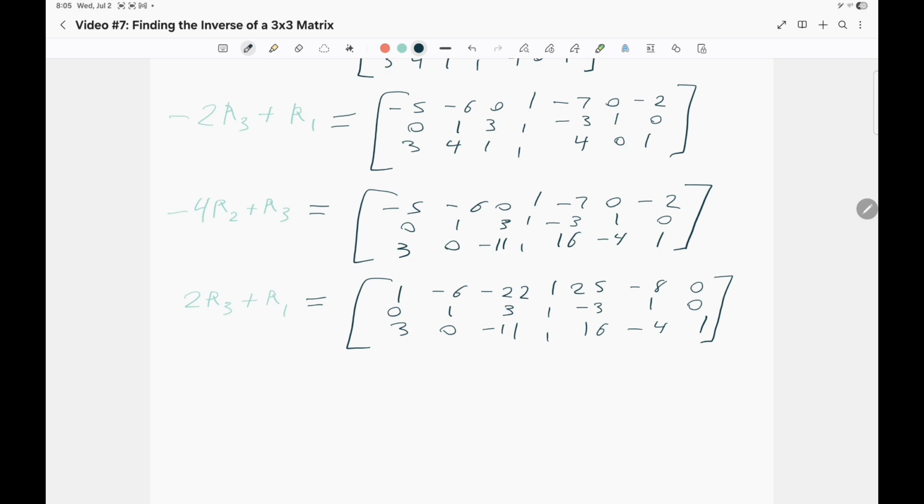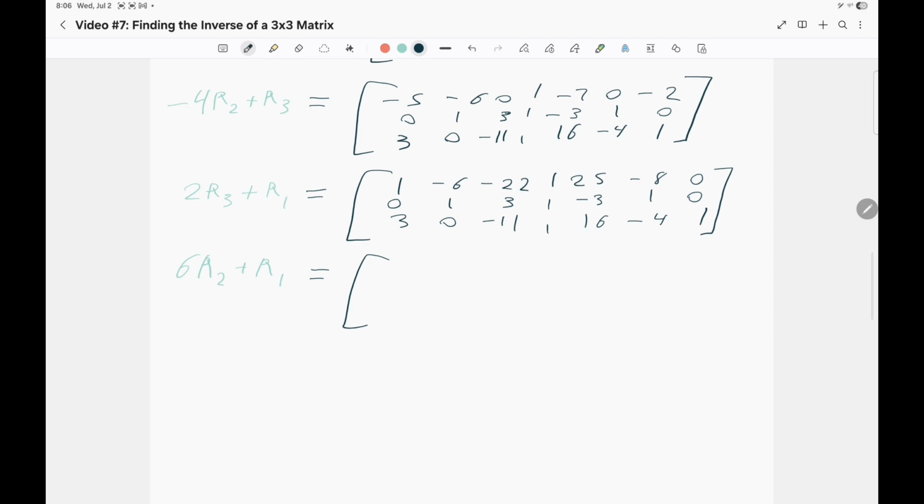All right, I'm gonna do 6 R2 plus R1. I'll go back to green. Like I said, there is most certainly a more efficient way to go about doing these row operations. There's more efficient row operations to get to the same finish line that we want here.